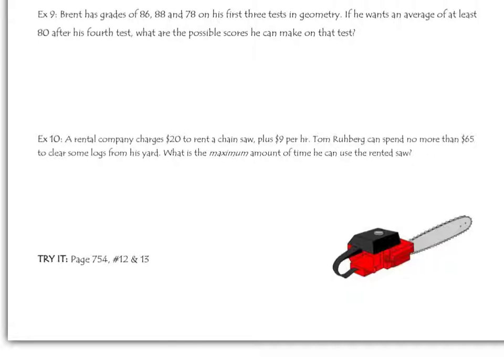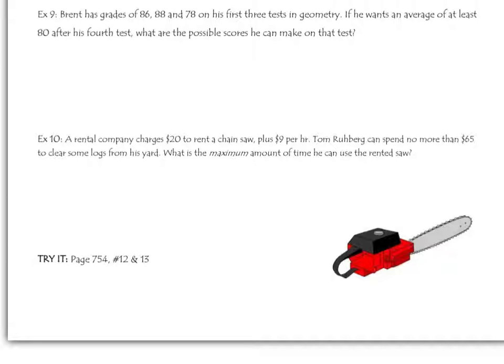Okay, exercise 9 is a good word problem to know how to do if you want to calculate your grades in any of your classes and find out what you need to score on your remaining tests to achieve the overall grade you want. So Brent has 86, 88, and 78 on 3 tests. He wants an average of at least 80 after his 4th test. What are the possible scores he can make on that test?